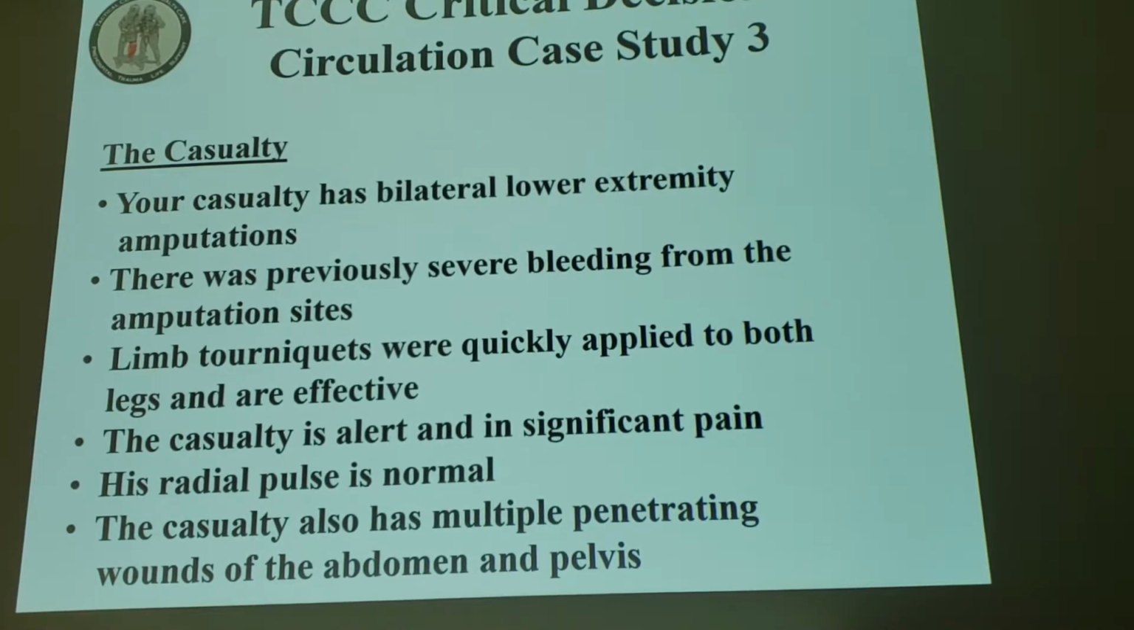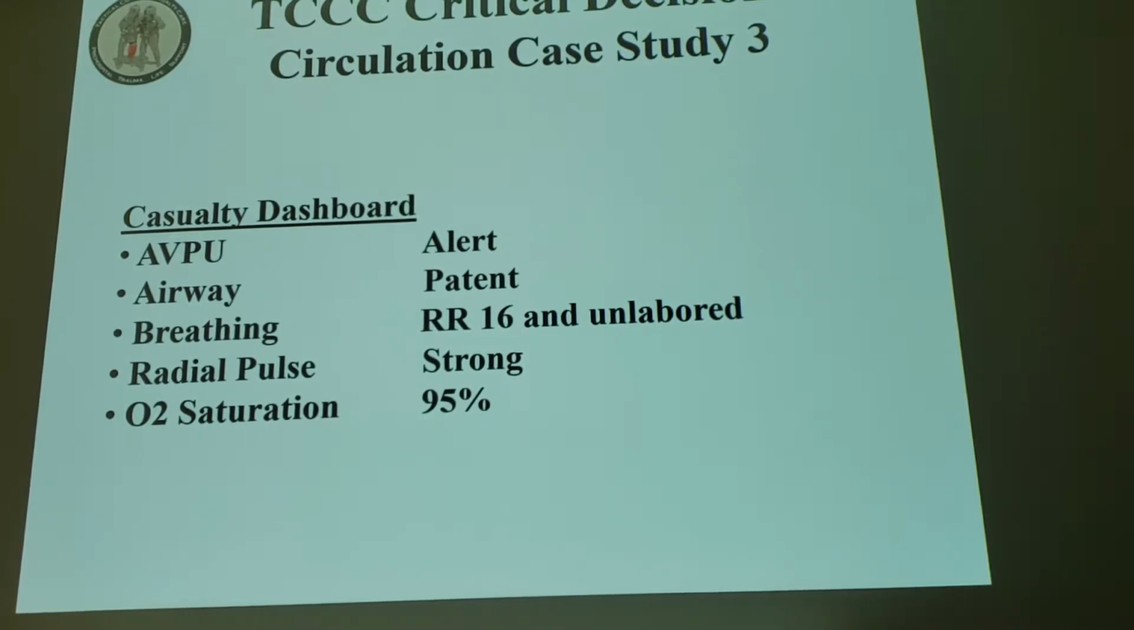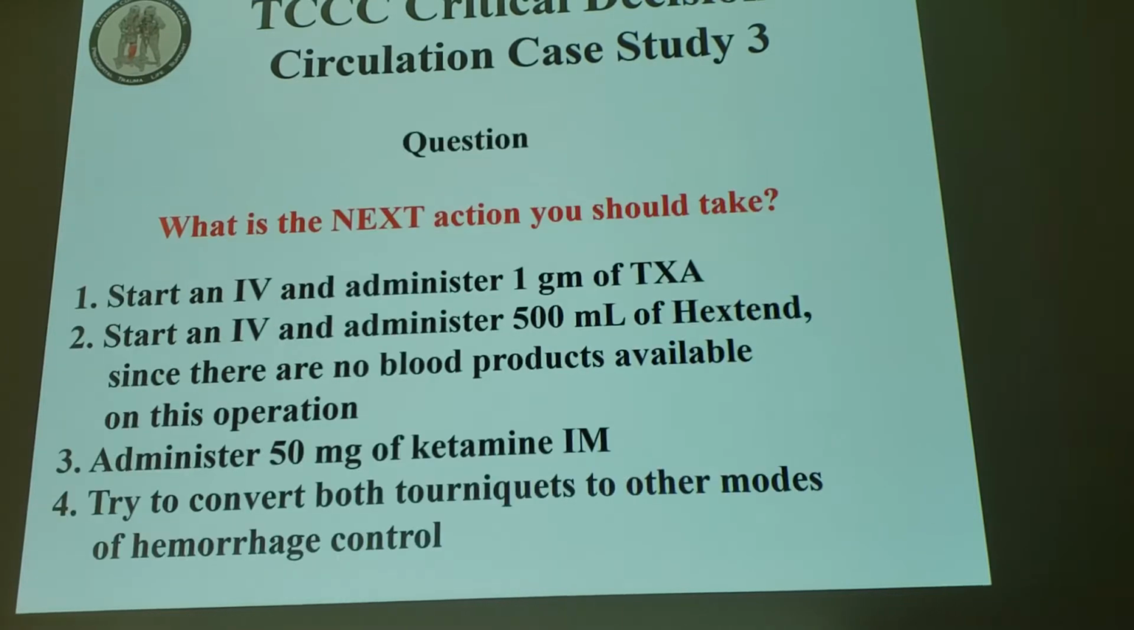The casualty also has multiple penetrating wounds of the abdomen and pelvis. Okay, two amputations, bleeding's controlled, penetrating trauma to the abdomen and pelvis. Dashboard, APU: he's alert, he's talking to you, he's in pain. Breathing, respiratory rate 16 and unlabored. Radial pulse is strong, O2 sats is 95. Let's see what we got.